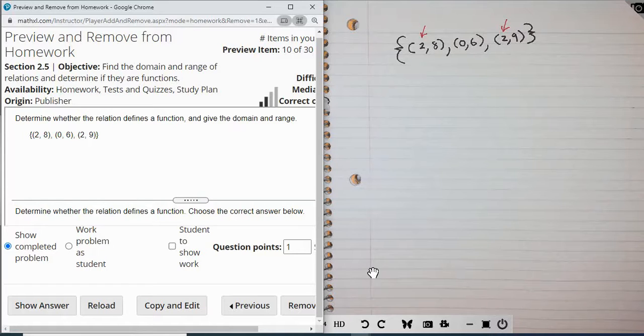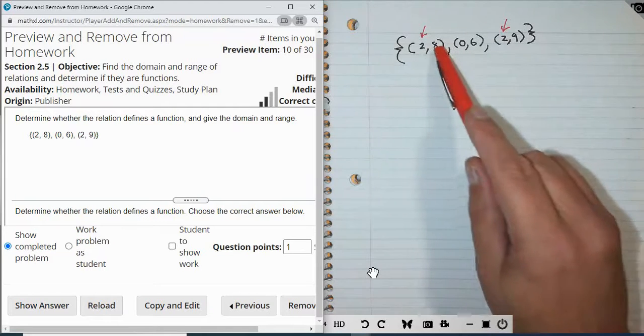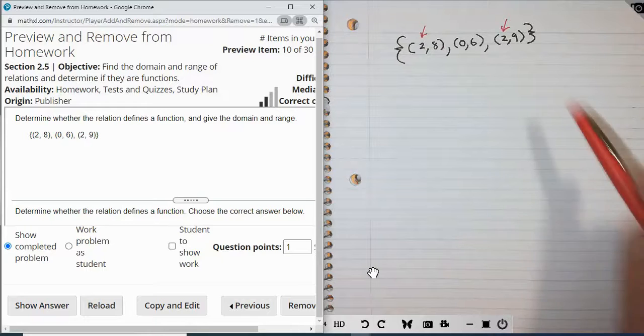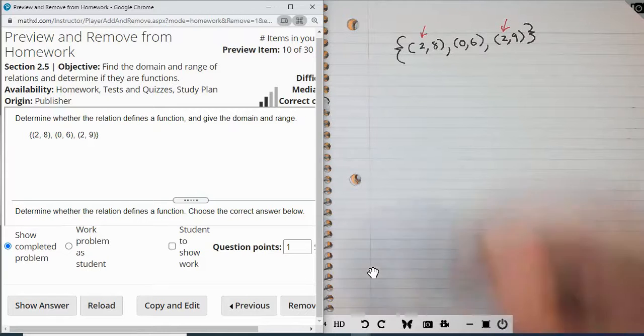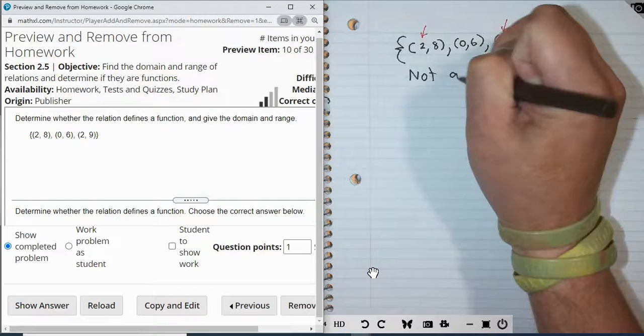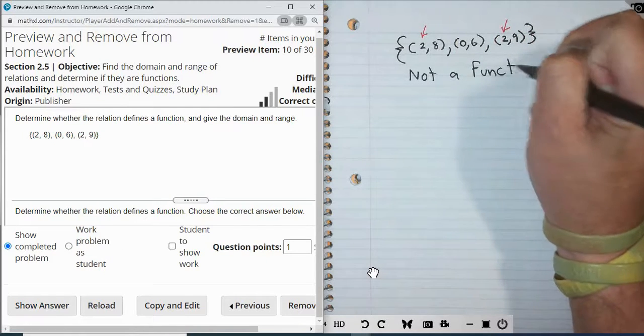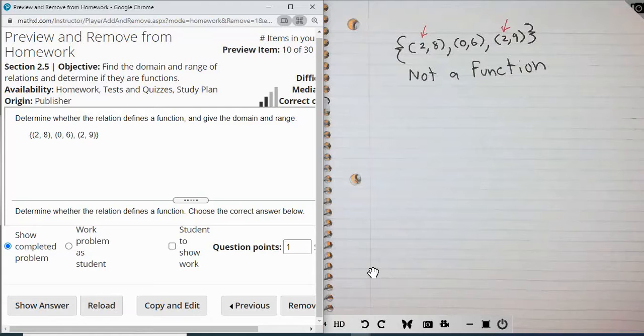Because we see the repeating 2's, but then we look closer and we see that 2 is not only associated with 8, but 2 is also associated with 9. And remember, for a relationship to be a function, each input should only be associated with one output. All right. So this one is not a function.